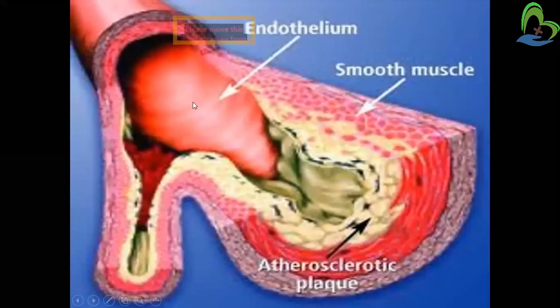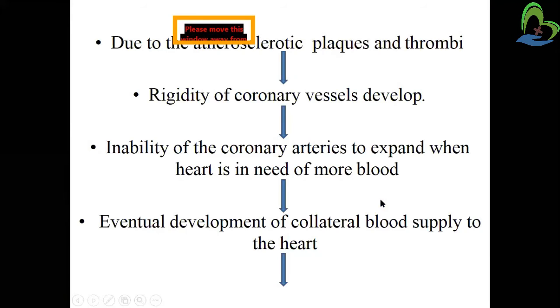What is the endothelium layer? That is a smooth muscle cell covering it, and here is the atherosclerotic plaque, the light yellowish or creamish color. You can see that the deposition is there. So due to this atherosclerotic plaque and thrombi, what will occur?